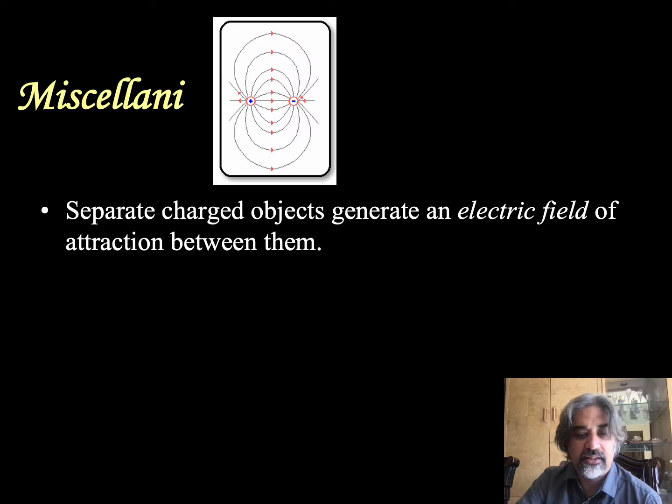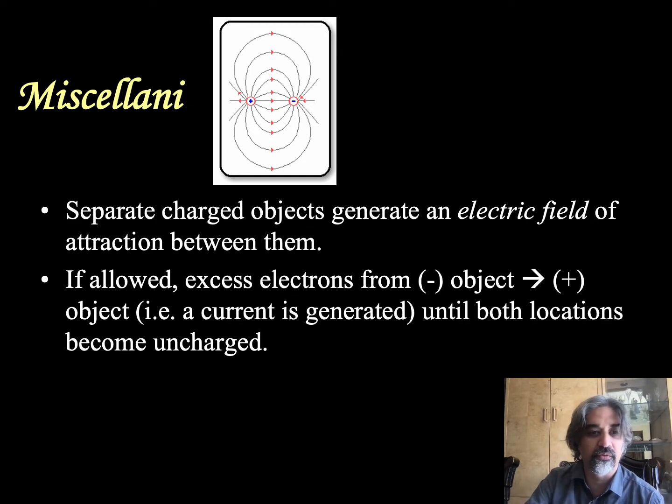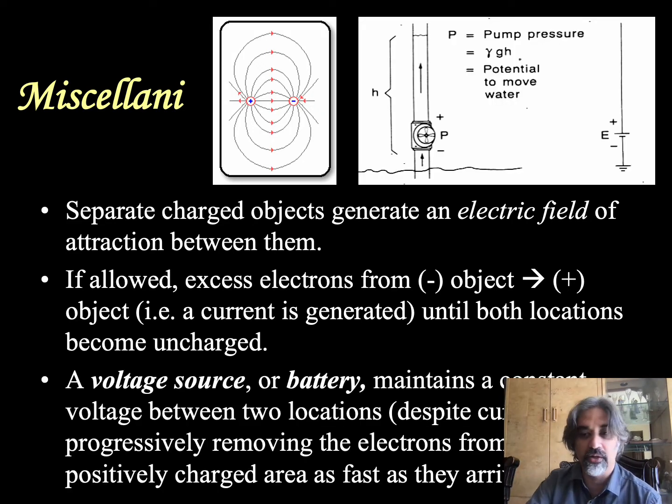A few more physics items that we may not have covered: basically, if you separate two charges, then you generate an electric field in space. And these are those isoelectric lines that you can see from when you used to do physics. We already talked about how excess electrons will want to move to another object until both locations become uncharged.